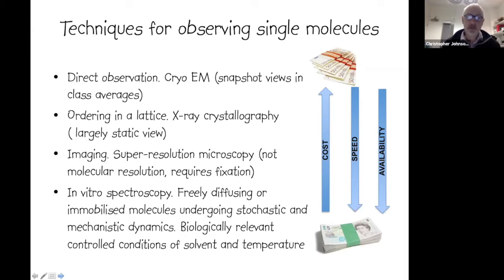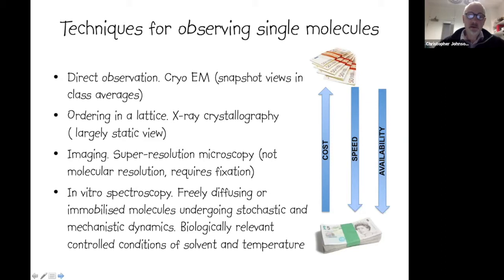X-ray crystallography probably doesn't seem like a single molecule method, but effectively by ordering molecules in a lattice, you're effectively generating a giant version of the molecule that gives you sufficient intensity of scattered X-rays. Again, you get a very largely static view. You can look at B factors, but basically there's no information about different structures or dynamics within the system.